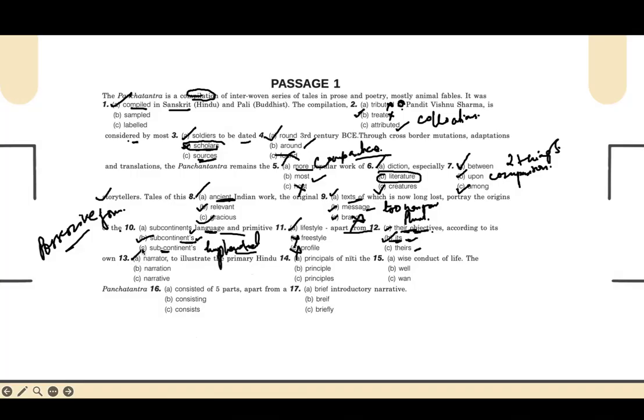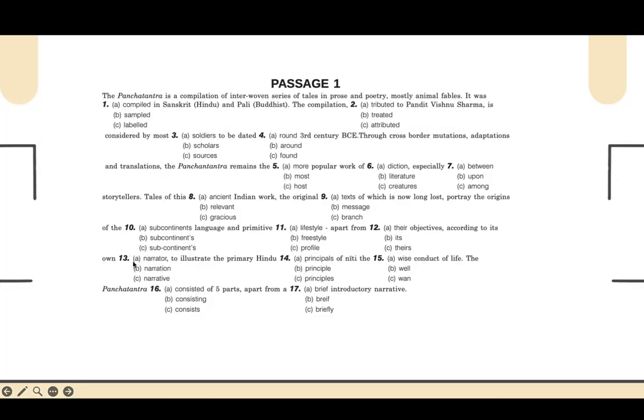narrator, narration, or narrative. Let me clear the screen again. Narrator is someone who tells the story. Narration is the act itself, it is the act, not a person. Narrative is the story itself and not a person. So here, read it again: according to its own narrator to illustrate the primary Hindu. So the correct option will be narrator.